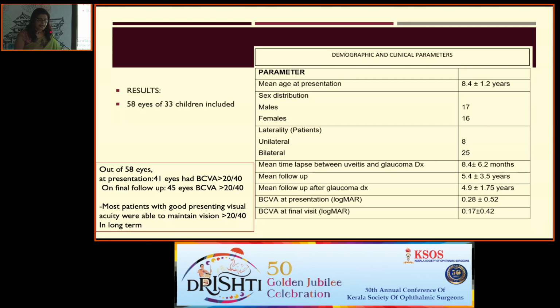You can see that the mean age at presentation was 8.4 plus minus 1, and male to female distribution was nearly the same. Laterality: 8 unilateral, 25 bilateral. The mean time lapse between uveitis and glaucoma treatment was 8.4 plus minus 6, and mean follow-up period was about 5 years. Mean follow-up after glaucoma diagnosis was about 4.9 years, and the patients maintained good best corrected visual acuity at presentation as well as at final follow-up.